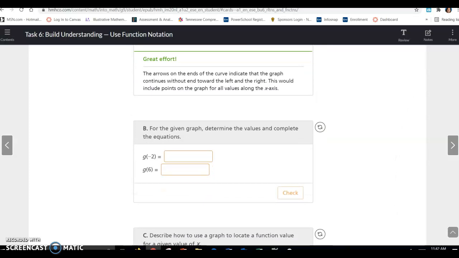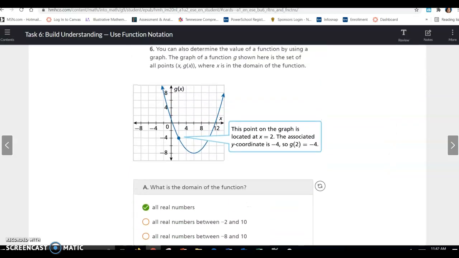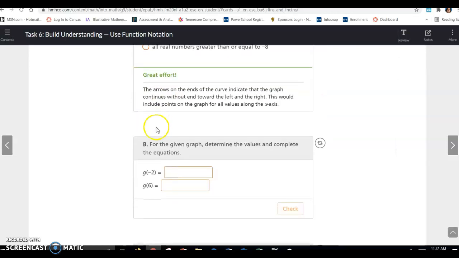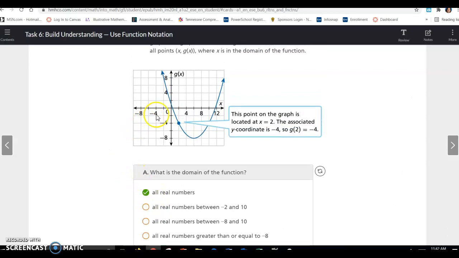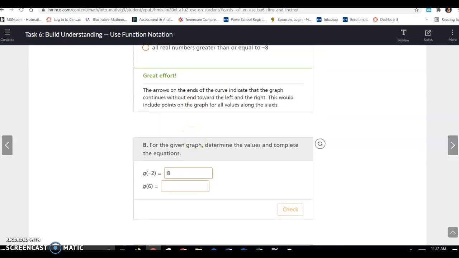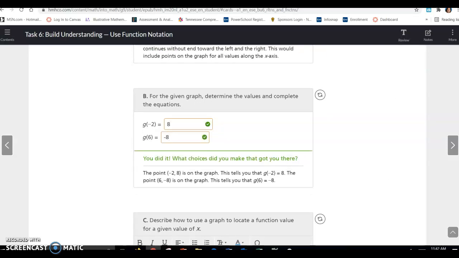All right, it says for the given graph, determine the values and complete the equations. So they want us to find g of -2. So we've got to go find -2. When x is -2, what is our y value? So if we come over here, there's -2, and it looks like we go up to 8. All right, so g of -2 is 8. And then we're going to find g of 6. All right, so when x is 6, we go 2, 4, 6. When x is 6, y is -8. So this should be -8.